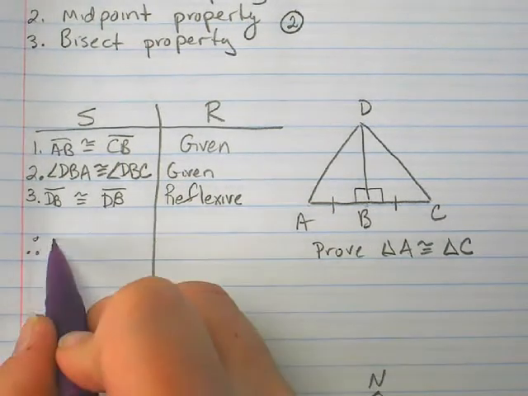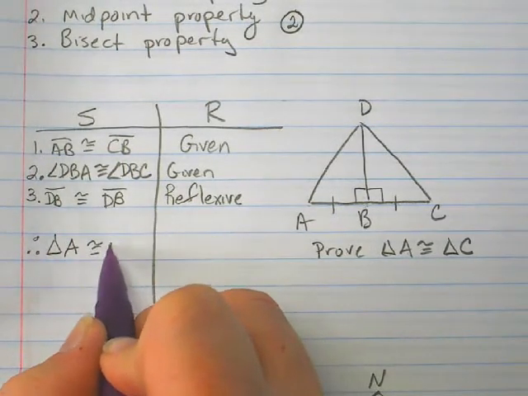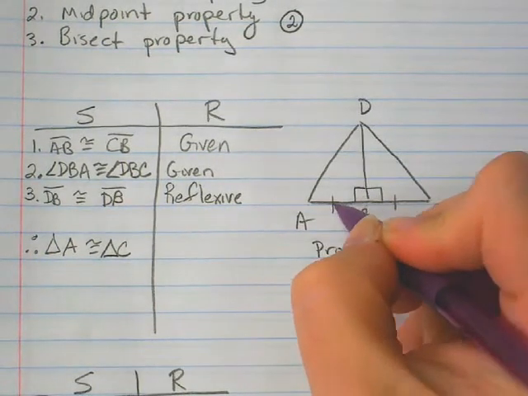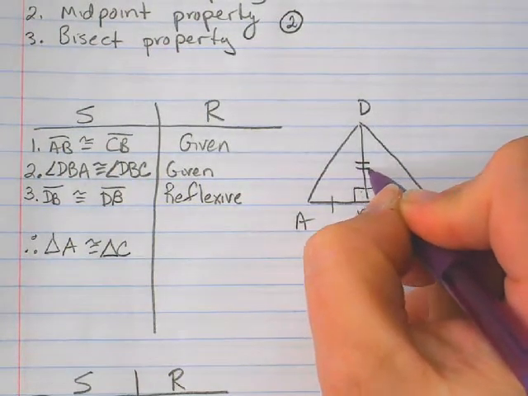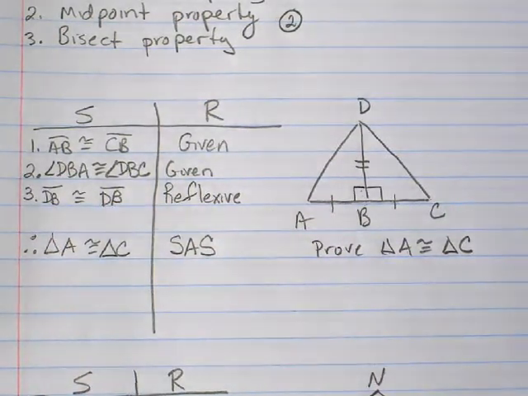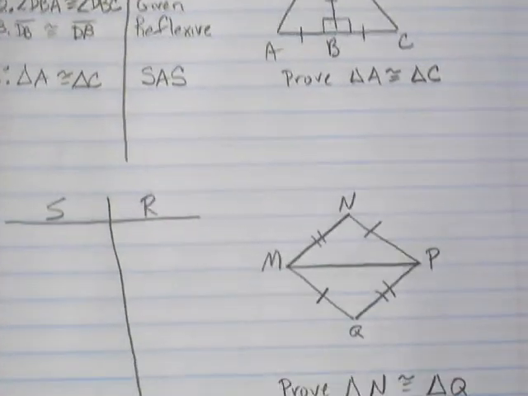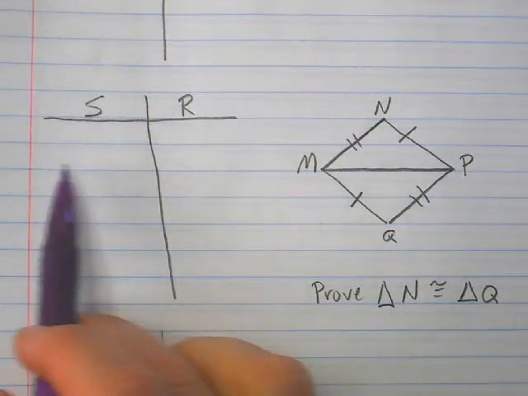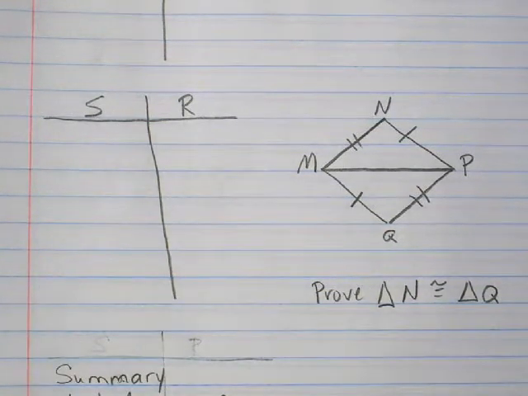Finally, we can say triangle A is congruent to triangle C because I have side, angle, side. Always try and think about what is and is not an acceptable proof. That's what your triangle foldables we made in class are for. Let's look at another example. The first thing you should do is write down the things you see. Pause the video and do that now, please.